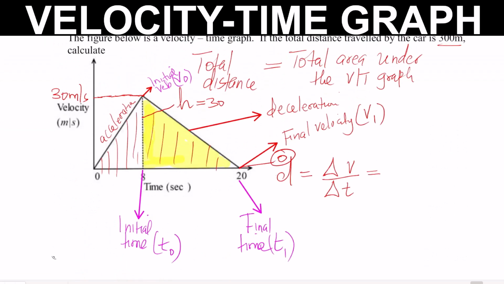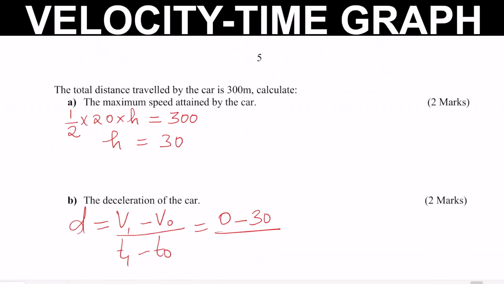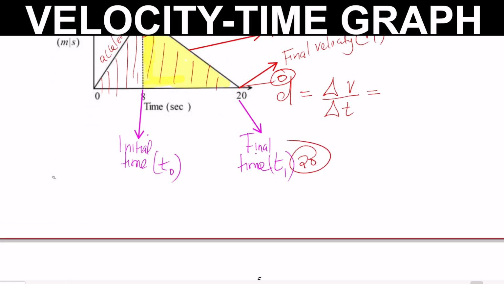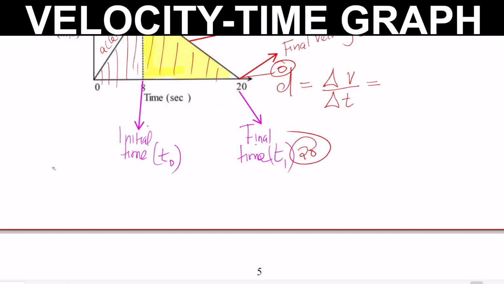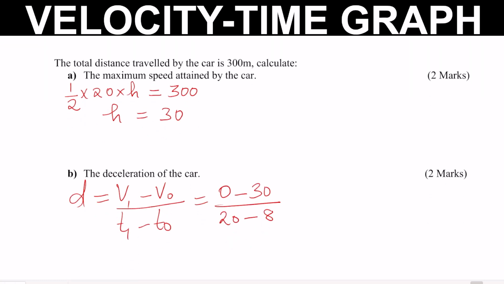Subtract the initial. It started from here. At this point, this is where it attained the maximum speed, that is 30. So we subtract 30, divided by the change in time. The final time is here, 20. Then the initial time is 8. So that will be the final time, which is 20, subtract the initial, which is 8. This is what is going to give us the deceleration. So 0 minus 30 will give negative 30, divided by 20 minus 8, which is 12. Working this out, you'll get negative 2.5 meters per second squared.